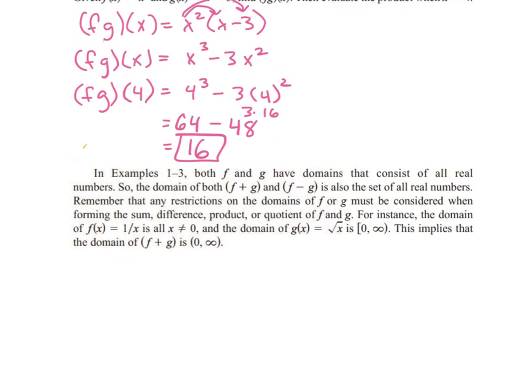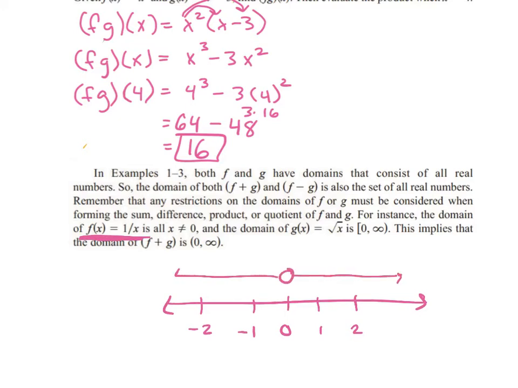So looking at that on a number line, let's say we have 0, 1, 2, -1, -2. Our domain of f of x cannot equal 0, so we would have a hole here, and then it's all of the numbers to the right and all the numbers to the left. Our domain of g of x is including 0 to infinity, so it would be from here to infinity.